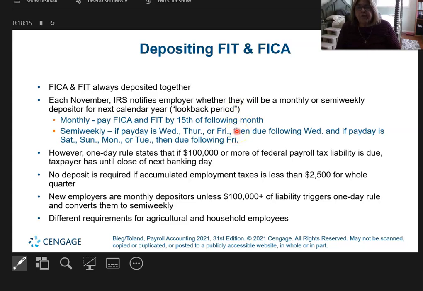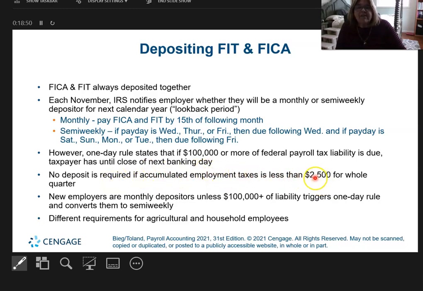But here's the rule of thumb. The more money that the employer has withheld or owes, the quicker it has to be paid back. So there's a one-day rule that says if the employer owes $100,000 or more of tax liability, then it's due at the close of the next business day. Typically, it starts at $2,500. There's a whole sheet on when it's due. So if it's less than $2,500, it's not due. I don't have to pay it quarterly. I can pay it for the year.